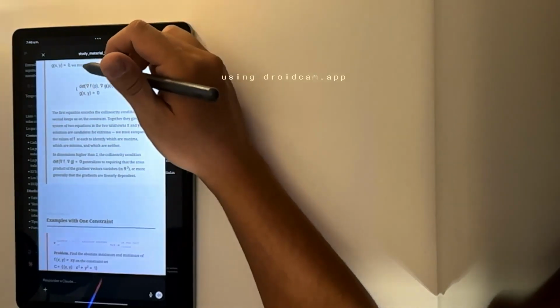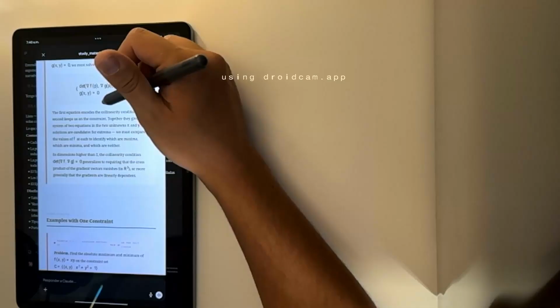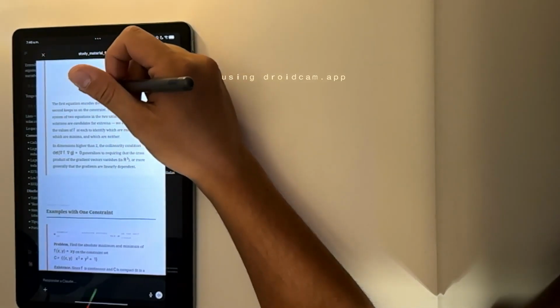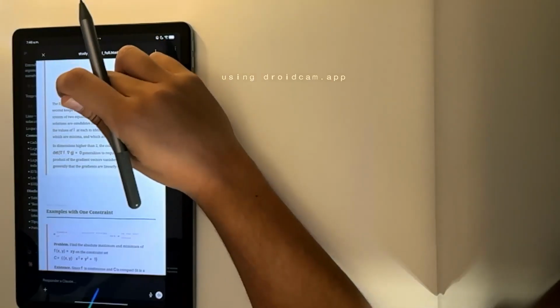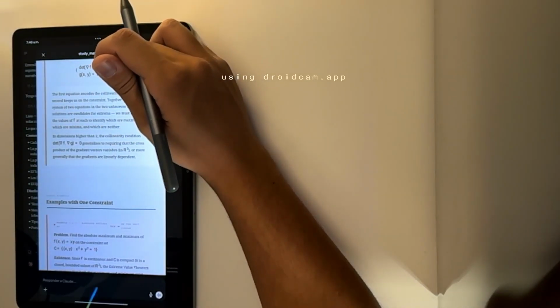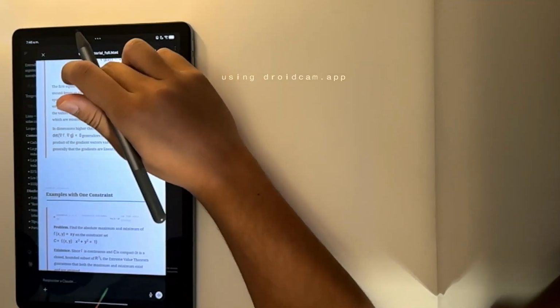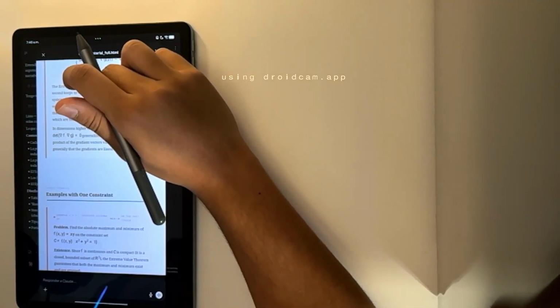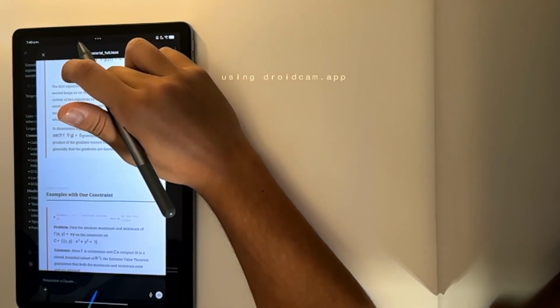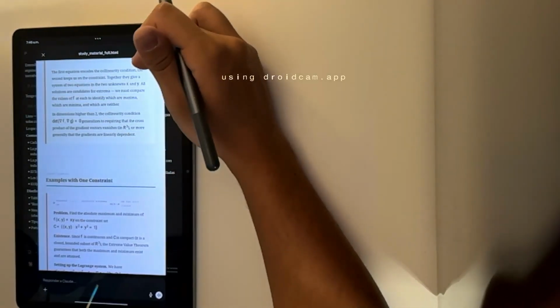The first equation encodes the collinearity condition. The second keeps us on the constraint. Together, they give a system of two equations in the two unknowns x and y. All solutions are candidates for extrema. We must compare the values of f at each to identify which are maxima, which are minima, and which are neither.